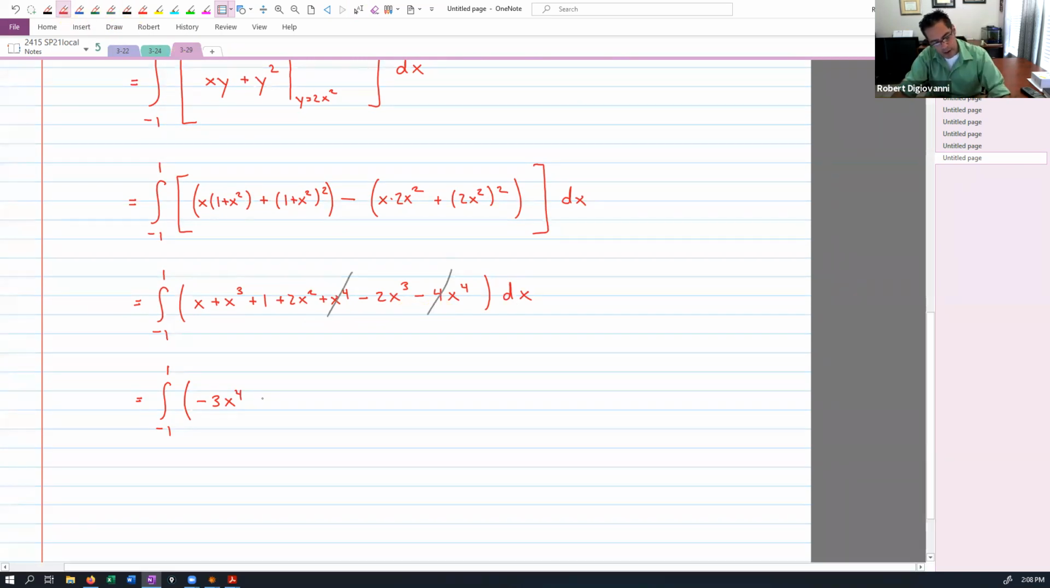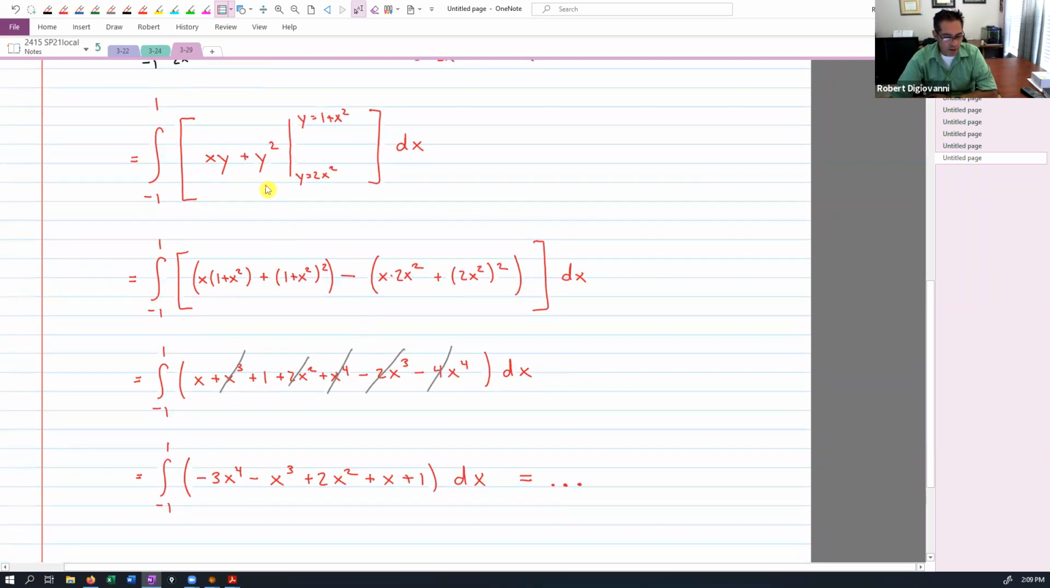X cubed, so I've got minus x cubed. That should take care of those two. Plus 2x squared. Plus x plus 1. Dx. And now we're back in Cal 2, right? And so at this point, I'm going to say equals... And you can figure that out, okay? The only thing that's new here is this limits of integration that are functions.